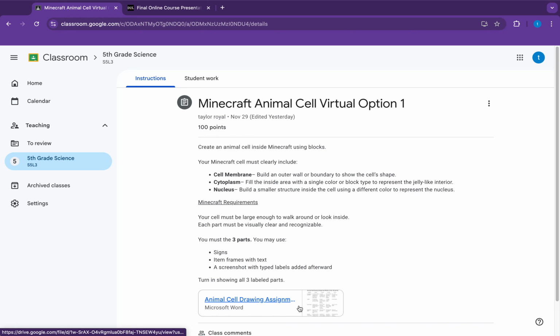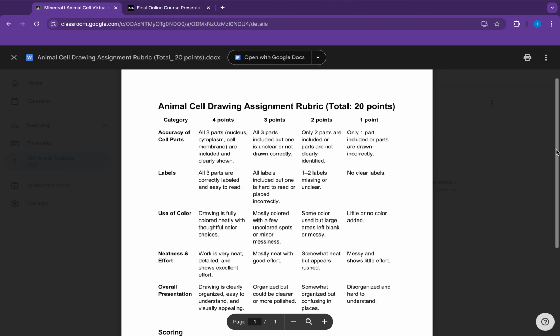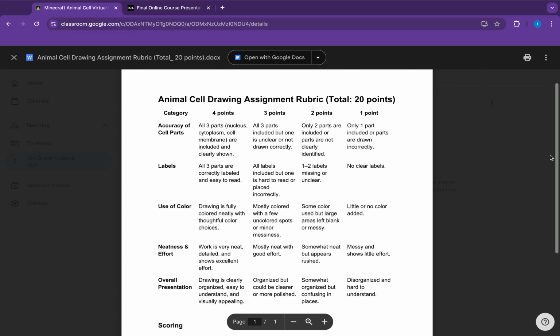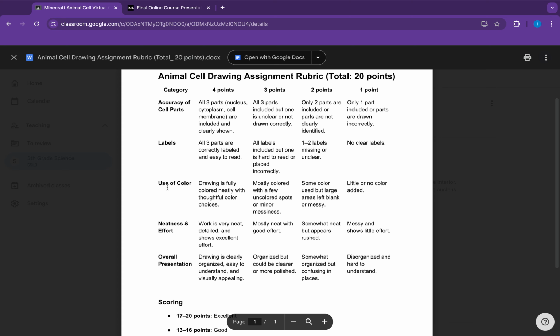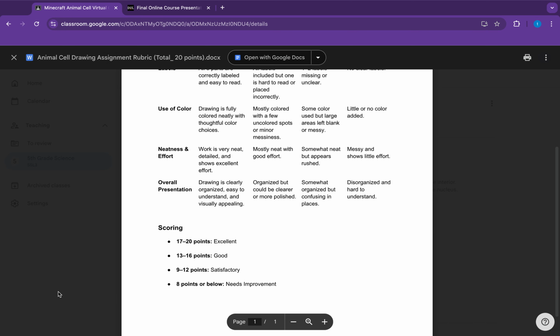And next to that, I've included a rubric specifically showing the drawing assignment. I need accuracy, labels, the use of color, neatness, effort, and presentation. And I break down what the amount of points will equal by making it very clear on what they need to look for when they're making this cell.